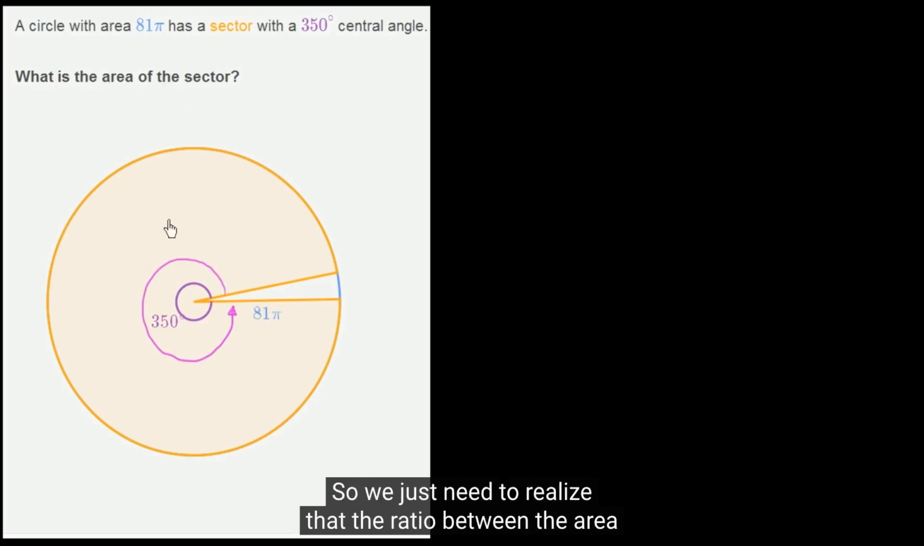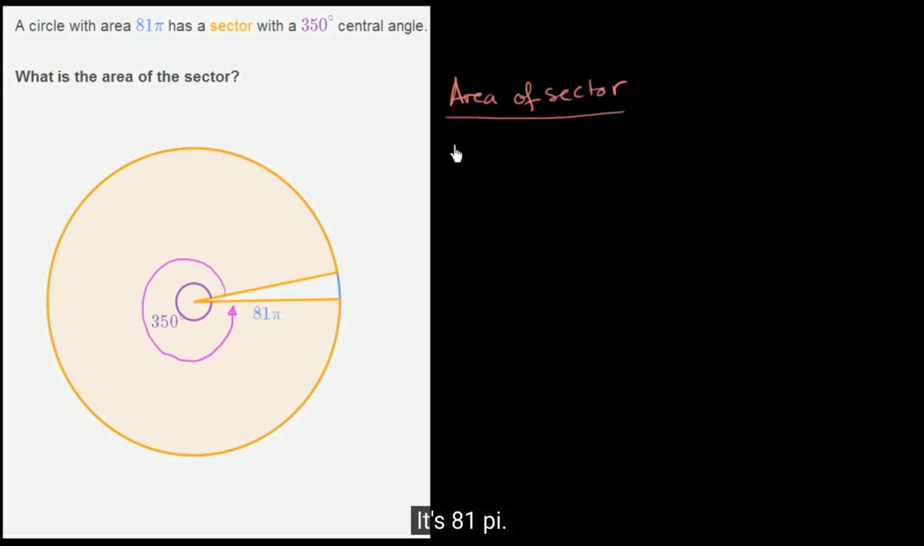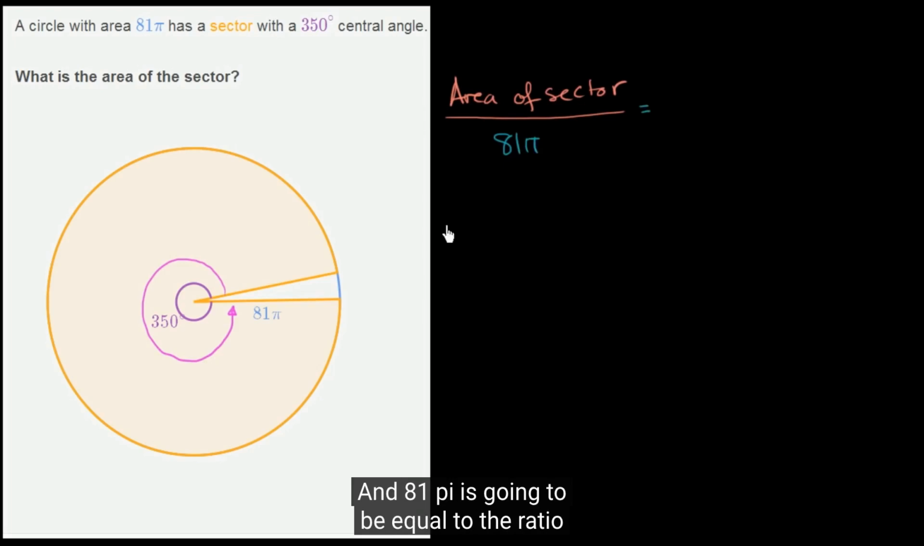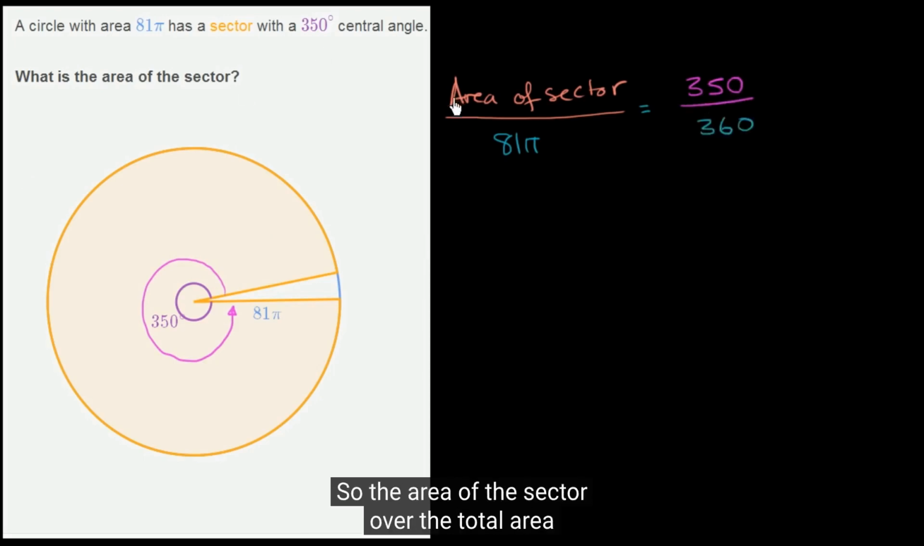So we just need to realize that the ratio between the area of the sector and the total area of the circle, and they tell us what the total area is, it's 81 pi, is going to be equal to the ratio of its central angle, which is 350 degrees, over the total number of degrees in a circle, over 360. So the area of the sector over the total area is equal to the degrees in the central angle over the total degrees in a circle. And then we can solve for the area of the sector by multiplying both sides by 81 pi.